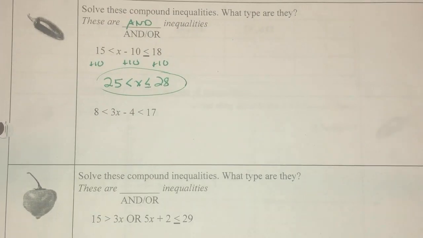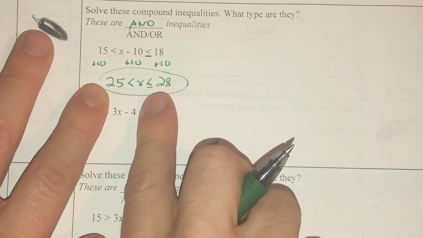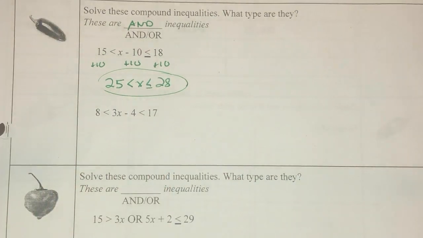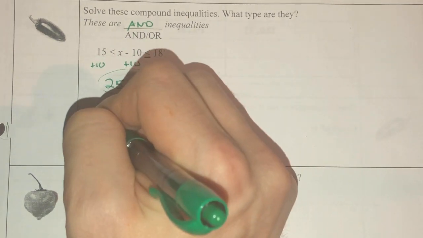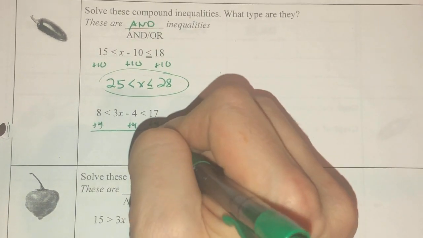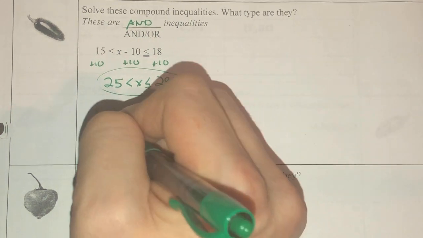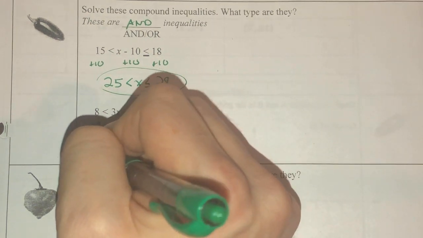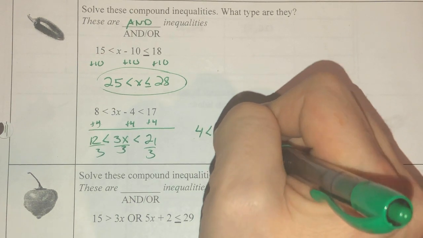Down here, similar thing. So again, think about what I'd have to do to get x alone. What would I do? Well, first I have to add 4, and then I'd have to divide by 3 if this was an equation, right? So let's see what that looks like. First I add 4, add 4, add 4. I get 21 is less than, or rather I guess is greater than 3x, which is greater than 12. Divide by 3, divide by 3, divide by 3. I get 4 is less than x is less than 7.